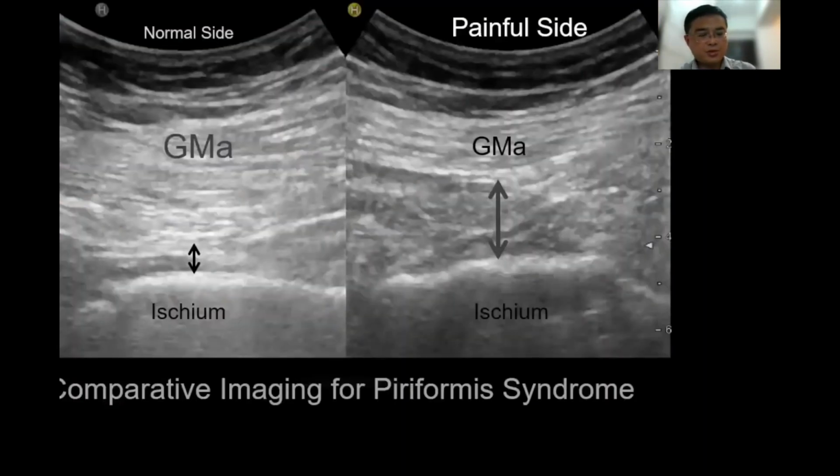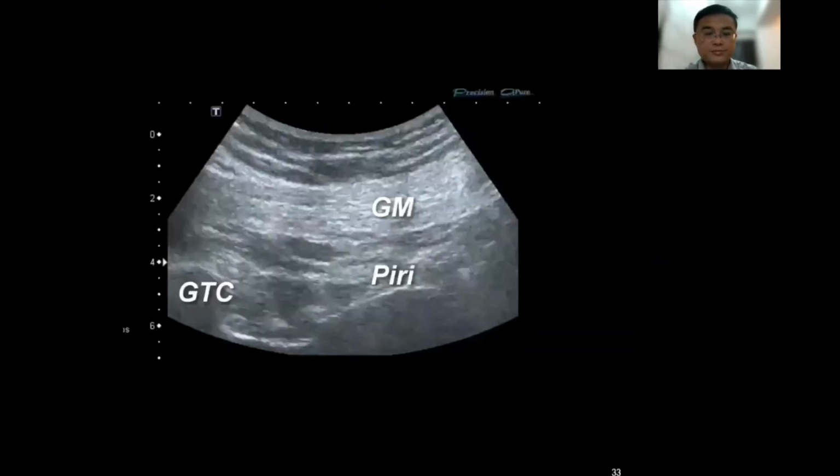So in patients with piriformis syndrome, we can use comparative imaging to compare the piriformis at the bilateral sides. And the most vulnerable area to have piriformis syndrome is actually the area on top of the ischium, because the ischium is the hard surface. So if the patient has repeated compression of this region, the area on top of the ischium would be vulnerable to the compression and cause pathology.